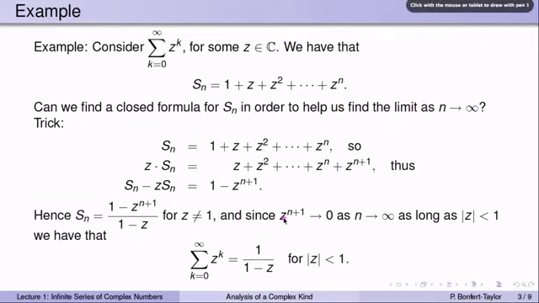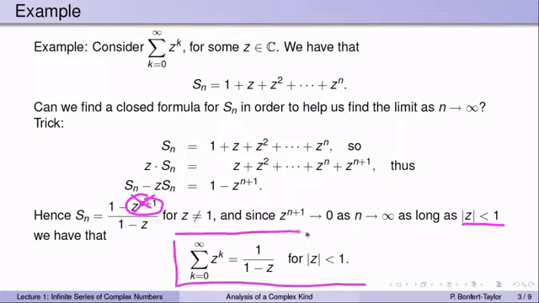In other words, if z is less than 1 in absolute value, then this term z to the n plus 1 goes to 0, so that in the limit, S_n goes to 1 over 1 minus z, and we can say that the sum from k equals 0 to infinity, so that series we're looking at, equals 1 over 1 minus z, for z less than 1 in absolute value.